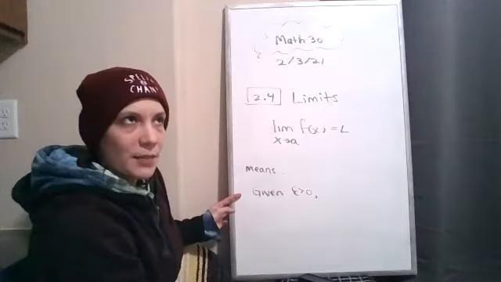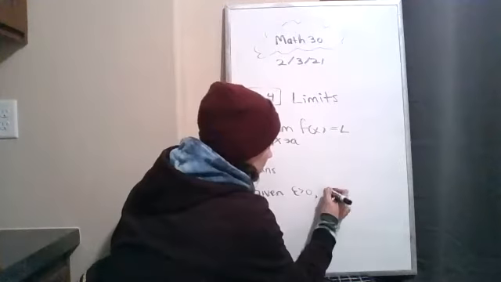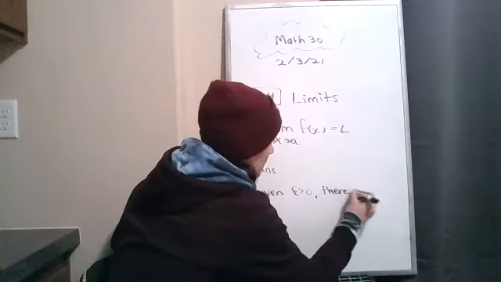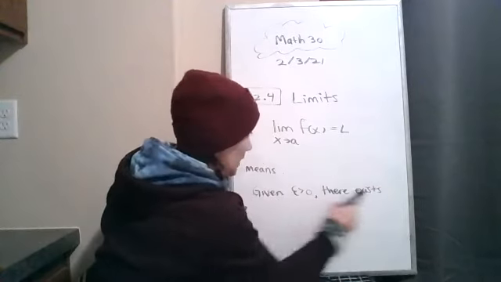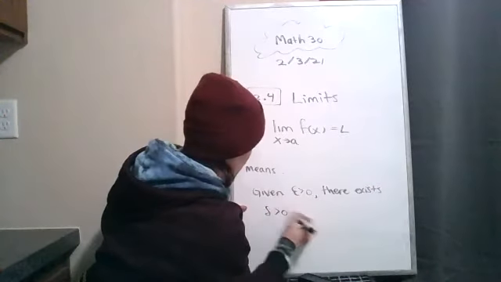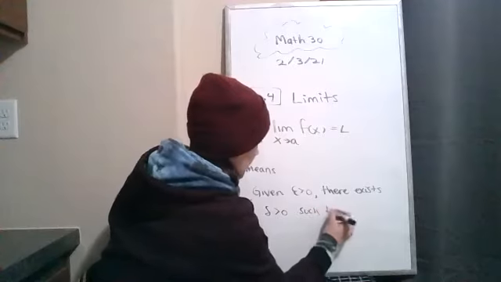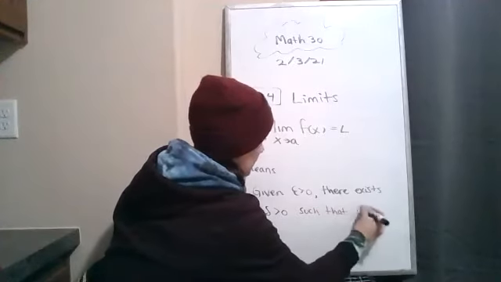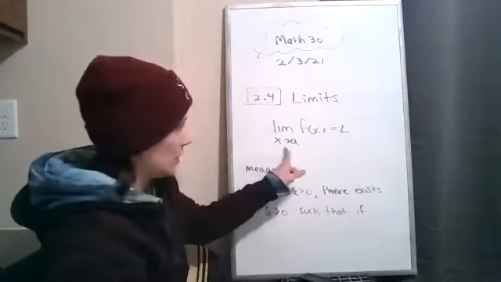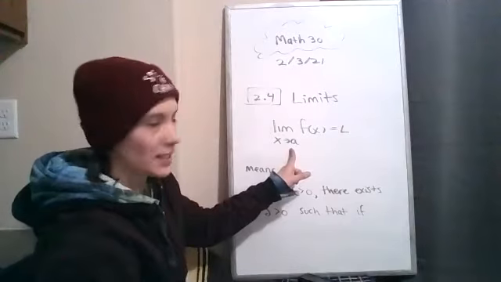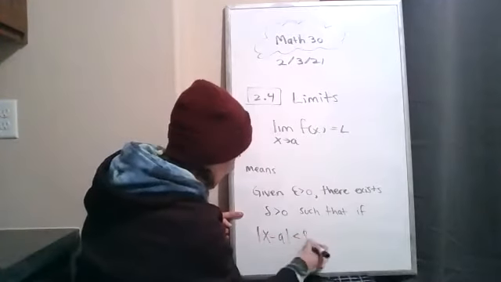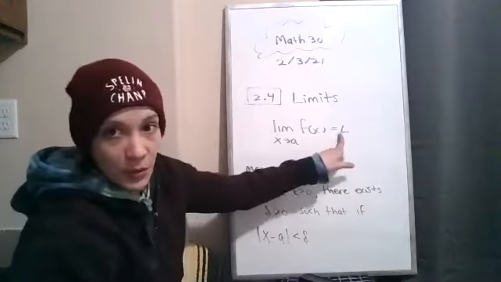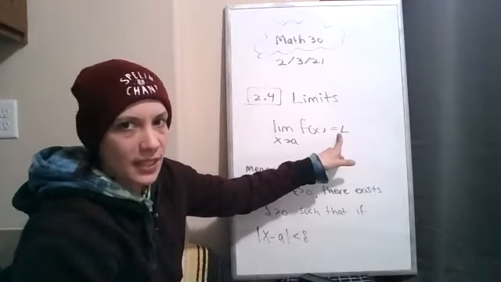All right, some epsilon greater than 0. There's a delta greater than 0, such that if the distance between x and a is less than delta, then the distance between f of x and L will be less than epsilon.